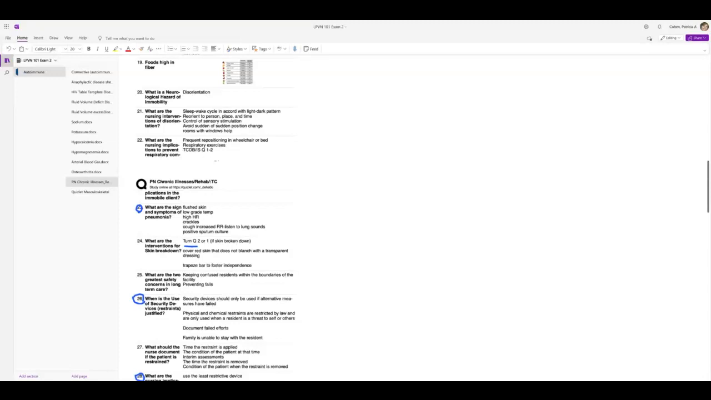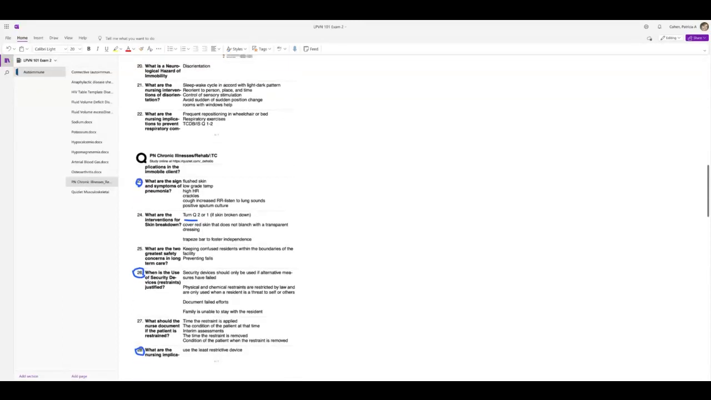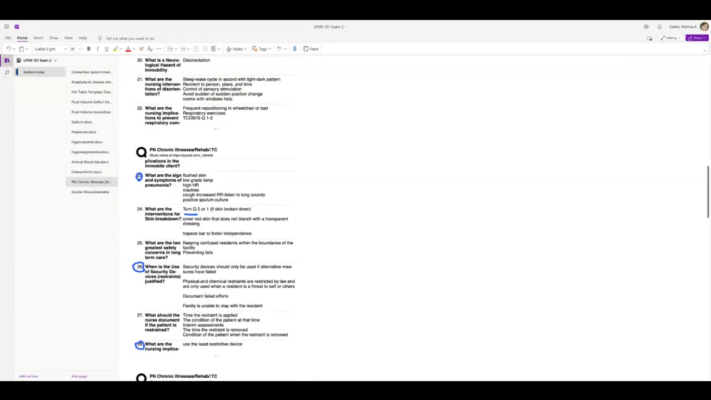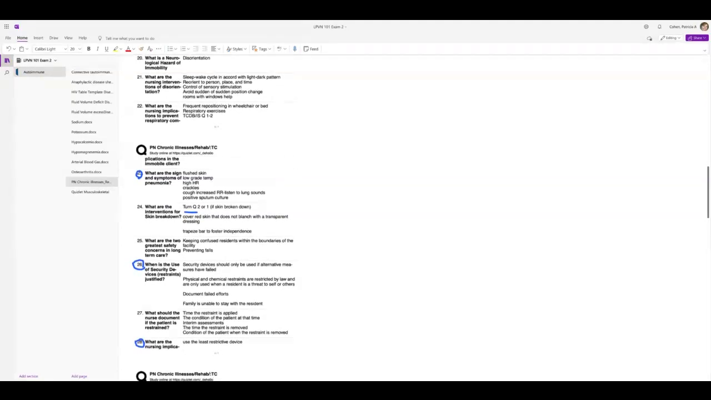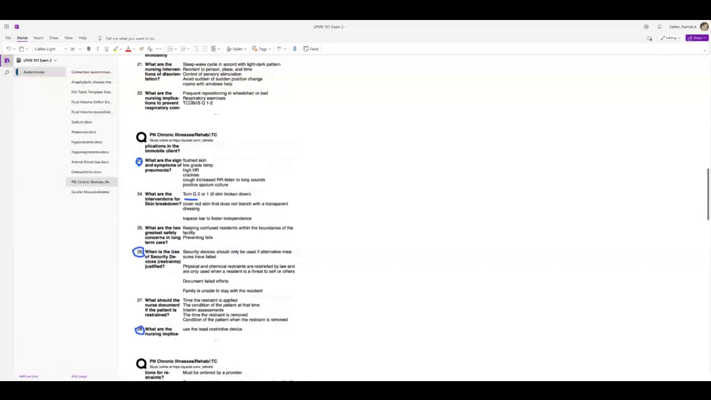Crackles, so lung sounds, you're going to hear crackles. They'll have a cough, increased respiratory rate, and a positive sputum culture. All right. So I think you know the interventions for skin breakdown, turn Q2, use a trapeze like I talked about earlier. Also eating protein and vitamin C if they do get broken down, so that they can heal.